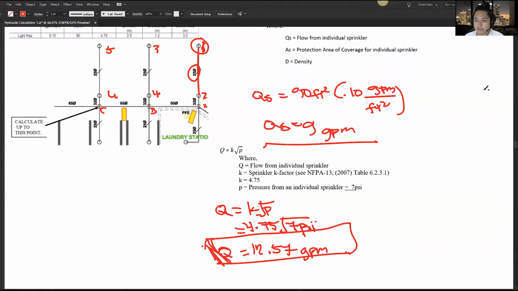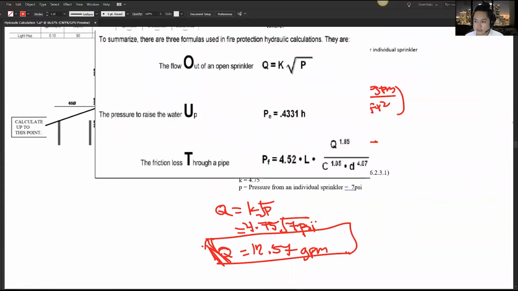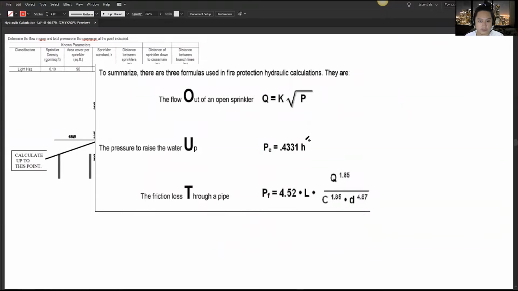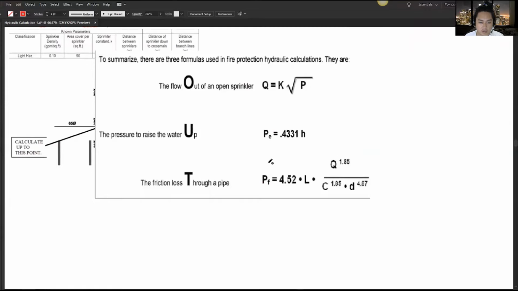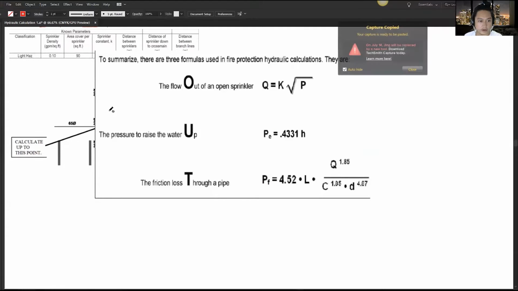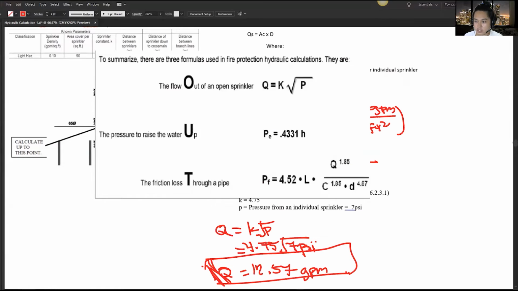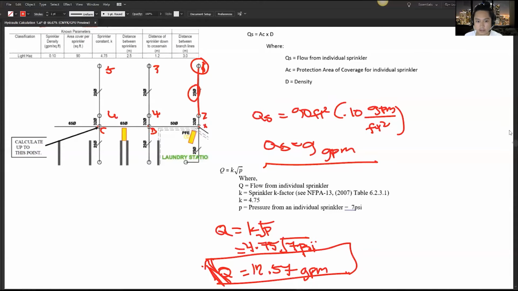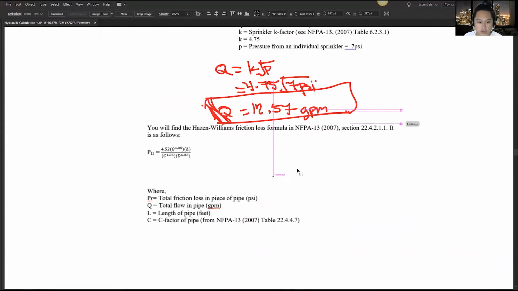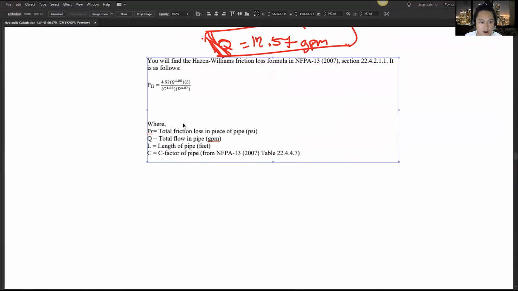What you need to do, if you've recalled the formulas that we have to use, so first, this one. The second is this. This is actually the Hazen-Williams friction loss formula. Now, you can find this formula in NFPA 13. I'm just going to let you see the definition of this formula. You'll have a look. Okay, here you go. We're going to put that in our solution. Let me just hide this formula and the problem. So this is our formula.